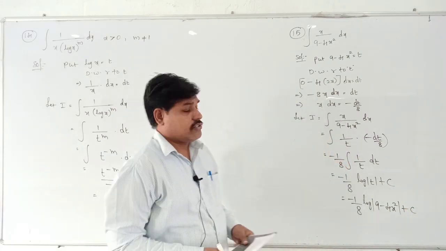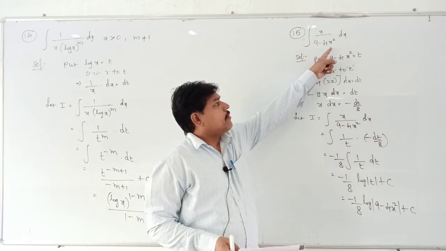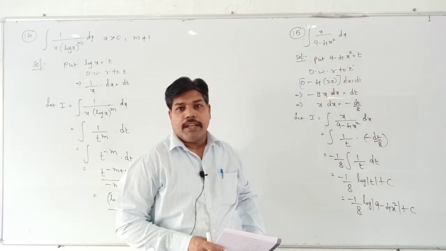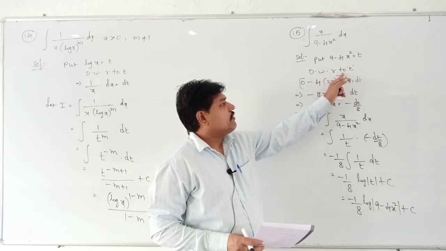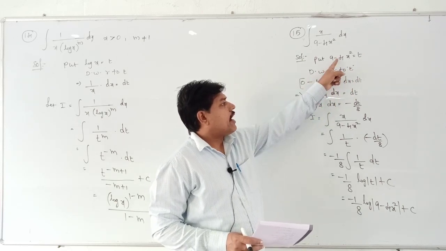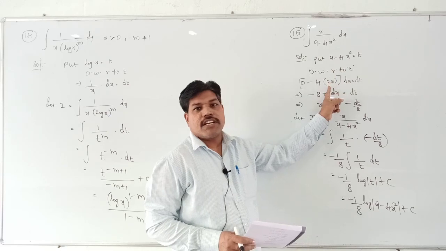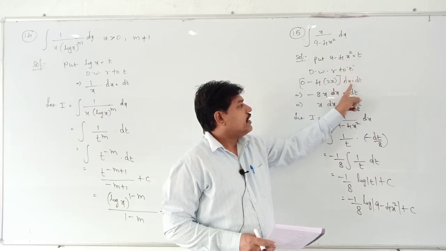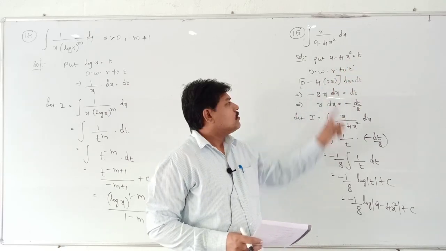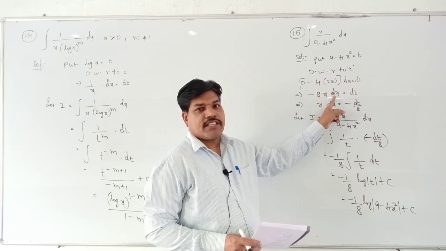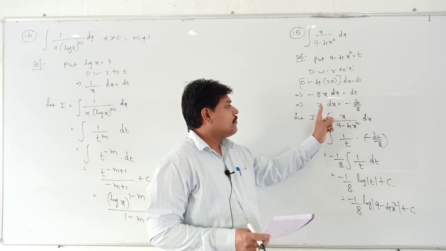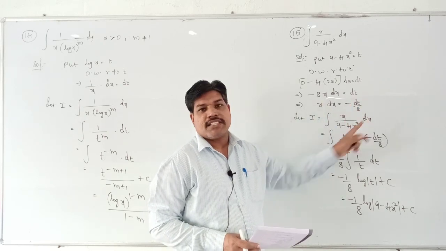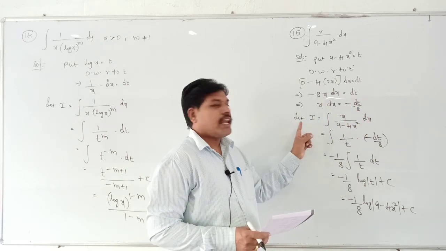So see that question once again, students. 9 minus 4x square is equal to t. What happens? Differentiate with respect to t. 9 derivative is 0, minus 4 into x square derivative is 2x into dx, that is equal to dt. So minus 8x into dx is equal to dt. So that implies x into dx value is minus dt by 8.